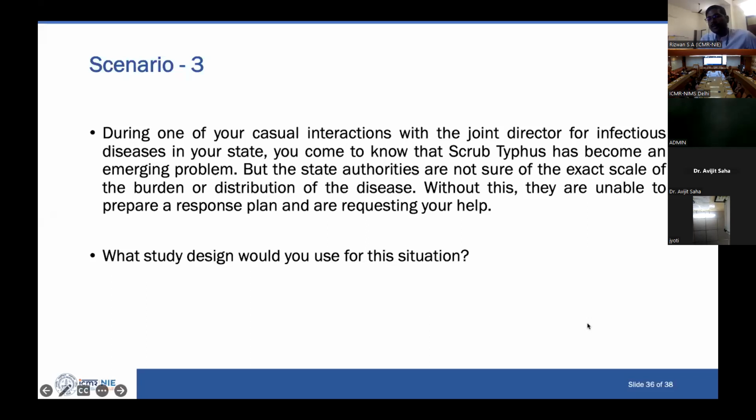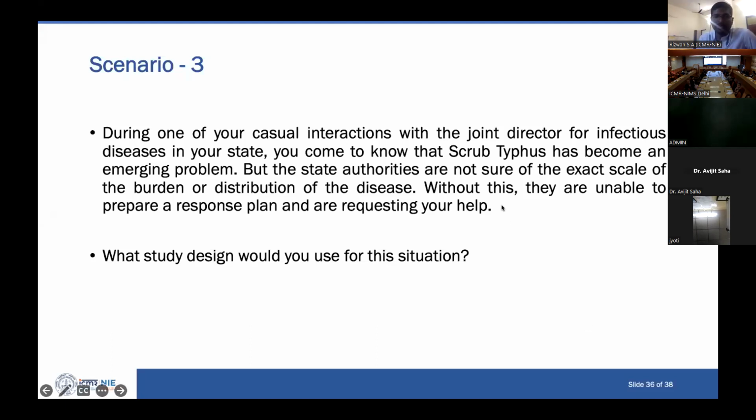You can look at percent distribution. You can say children and elderly are affected, or middle-aged, school-going children are affected, or people who are working outside are more affected, something like that. Males are more affected than females. So you're going to describe the particular phenomenon in terms of time, place, and person. You can also identify hotspots of scrub typhus. Which districts are more affected? Within the district, which areas are more affected? So all these things are possible in a cross-sectional study.